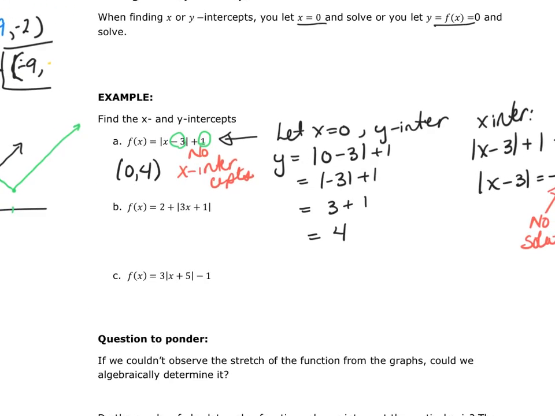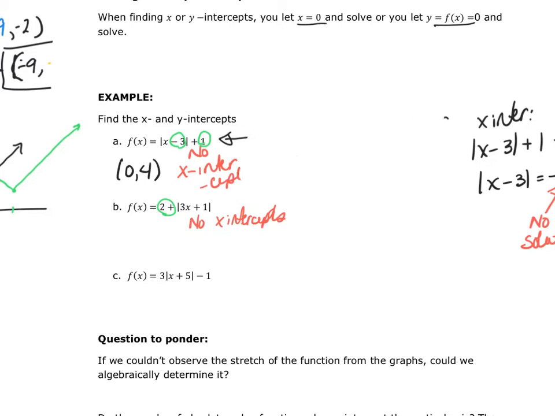And just looking at the fact that we have a plus 2 here, we already know we're not going to have any x-intercepts. So no x-intercepts. Okay, so all we have to do then is find our y-intercept. So let me give myself some room here. I'm going to erase this. I'm going to find our y-intercept.